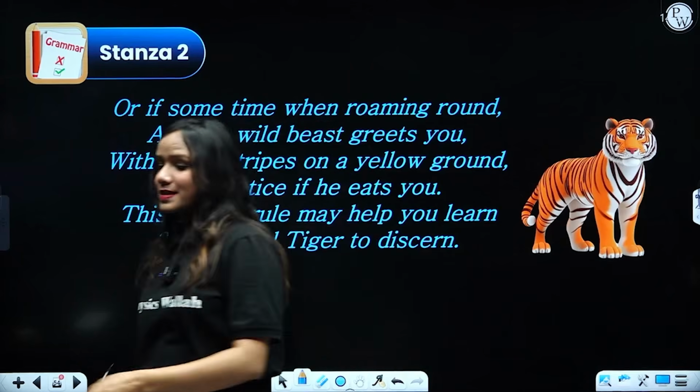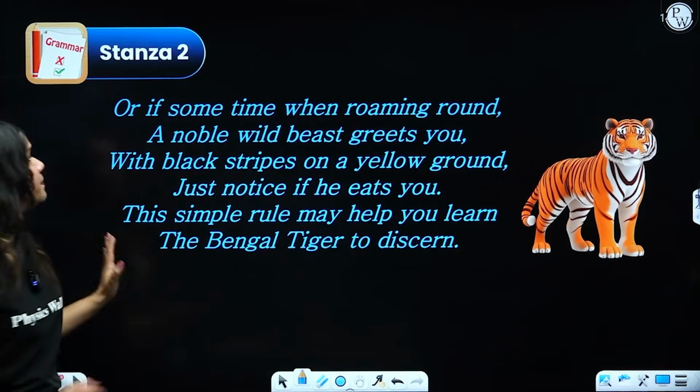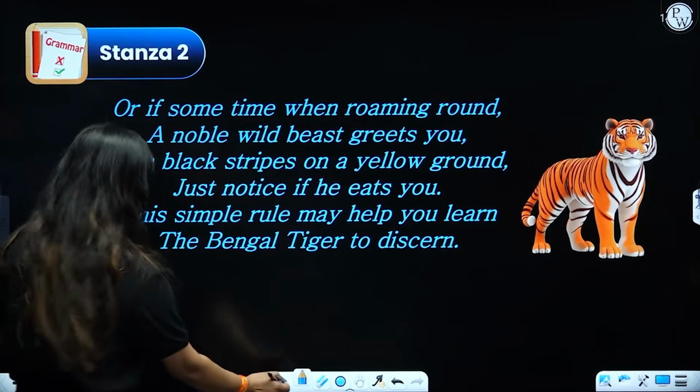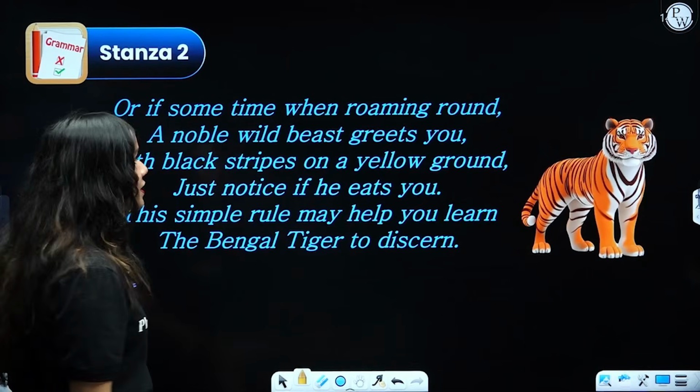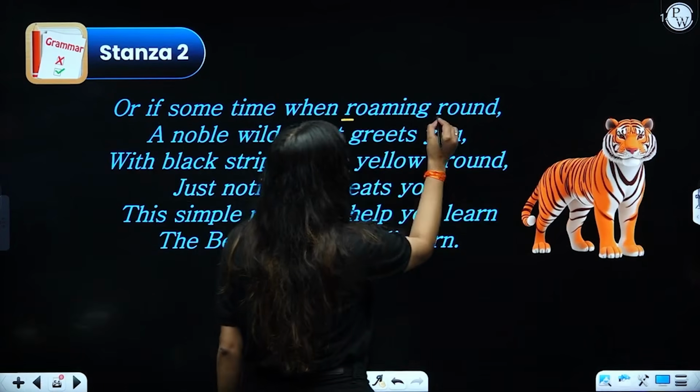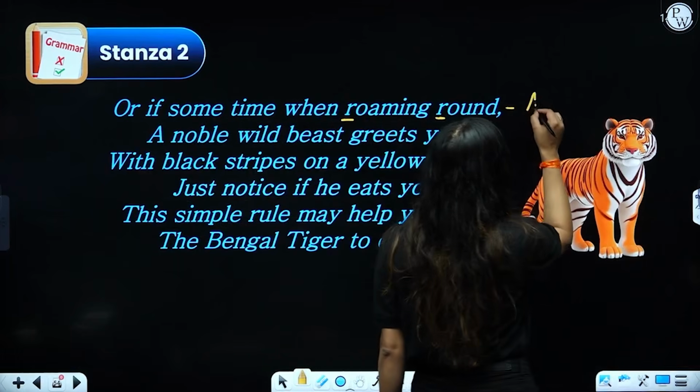Very, very important stanza. Very, very important. Let us see how. First of all, let us have a look at the literary device. First of all, there is R, sound is getting repeated. So we see there is alliteration.